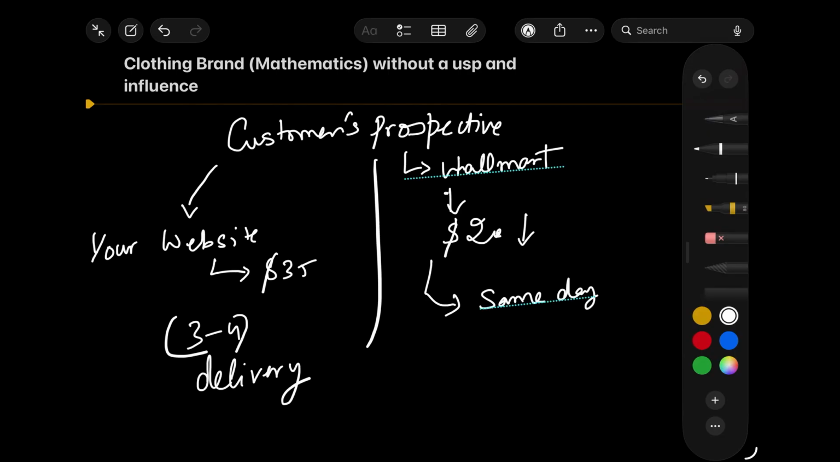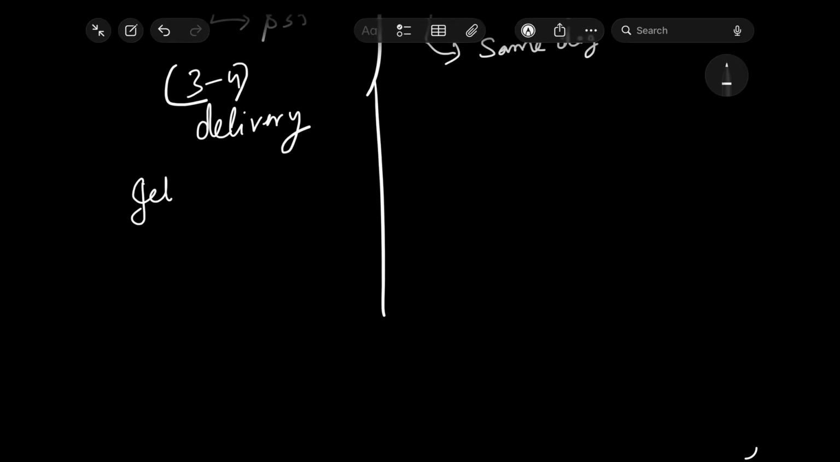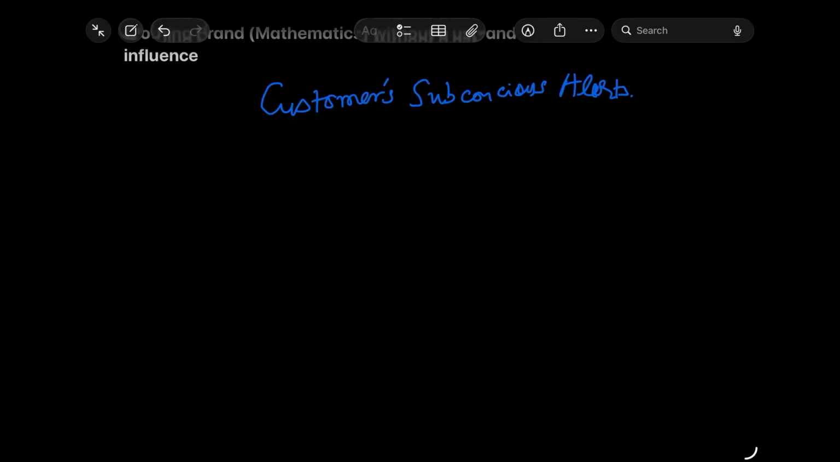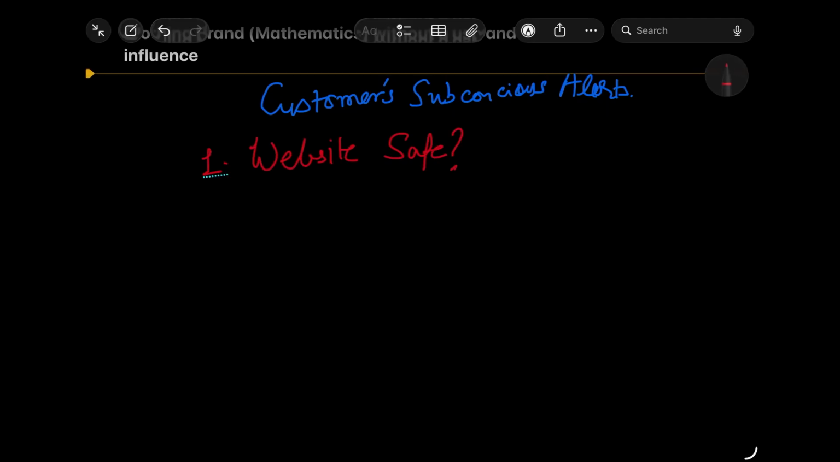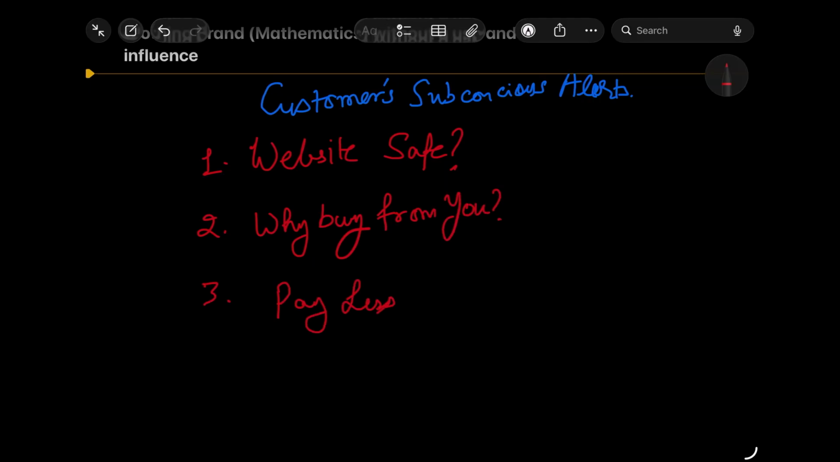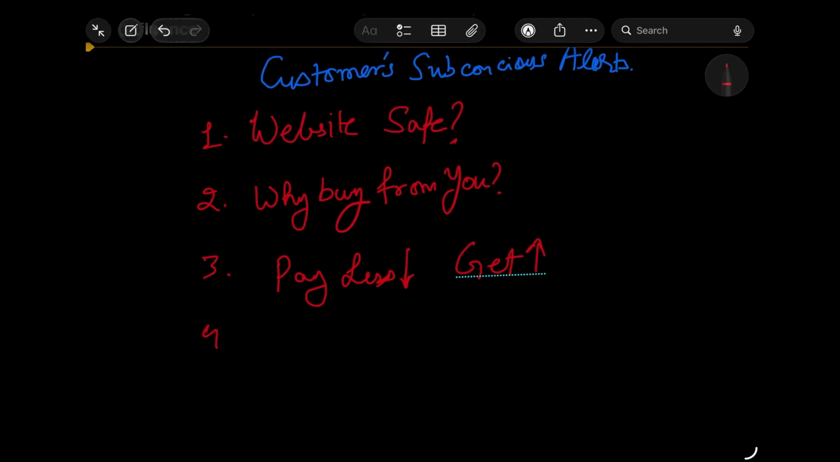Plus, there's a good chance that he pays but the t-shirt never arrives. Worst of all, his credit card information could get leaked. So, here are all the subconscious questions that our hypothetical customer wants answered in order to decide to buy from you. First one, is this website safe? Second, why do I want to buy a t-shirt only from them but not from someone else online or maybe a local retail store? Third, am I going to get more than what I'm paying for? And the fourth one is, what do others think about this brand?